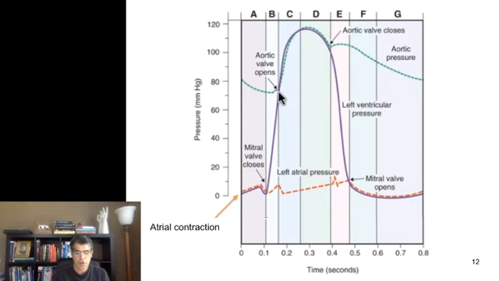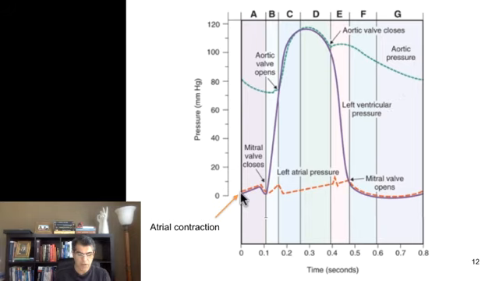This purple line shows the events inside the left ventricle, and this dashed line shows the pressure inside the left atrium. This green dashed line shows the pressure inside the aorta. What you see here is only the left side of the heart, which is the same for the right side of the heart.